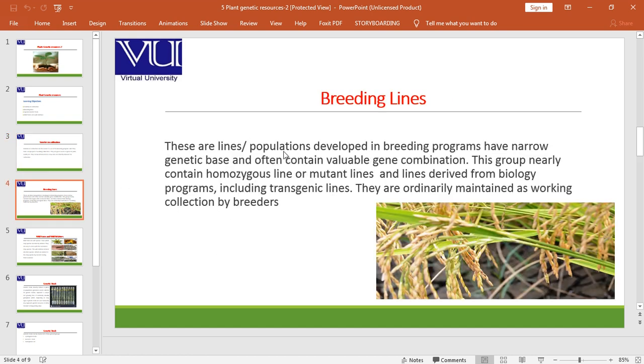Breeding lines are lines or populations developed in breeding programs, have a narrow genetic base and often contain valuable genetic combinations. This group nearly contains homozygous lines or mutant lines, and lines derived from breeding programs including transgenic lines. They are ordinarily maintained as working collections by breeders.